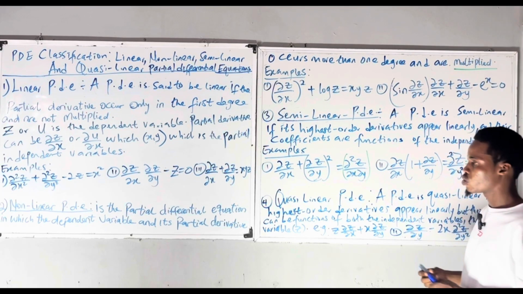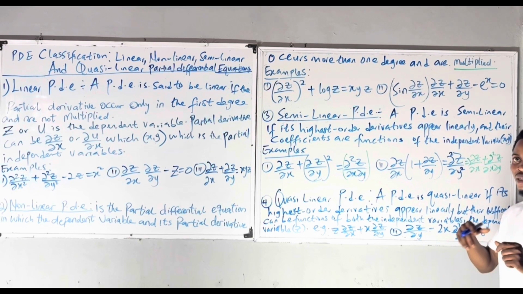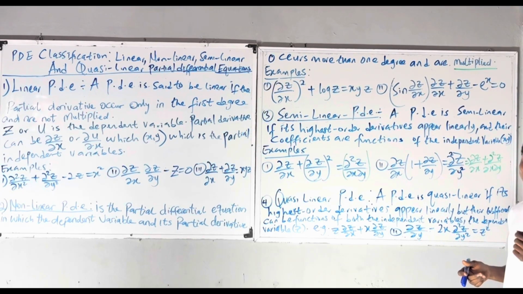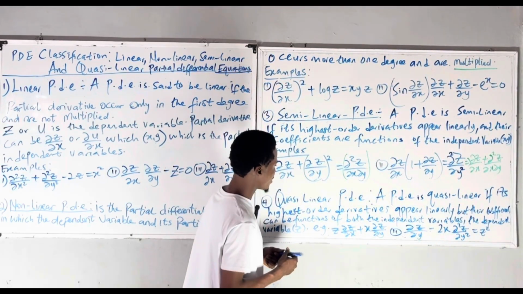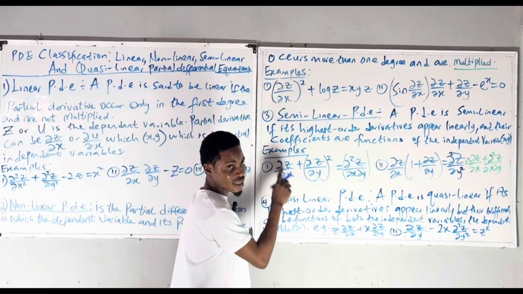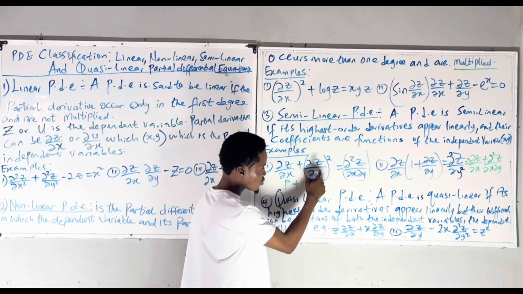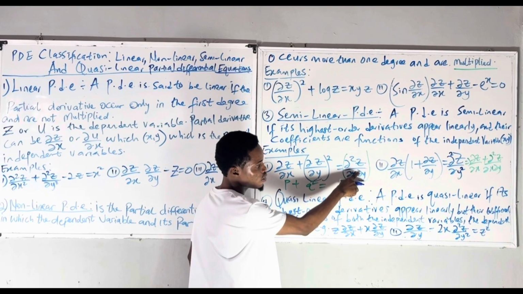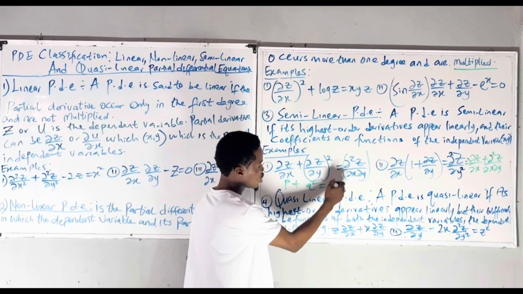In some textbooks, you may find that they write it in notation. Remember that we have talked about notation: p is the partial derivative of z with respect to x, q is the partial derivative of z with respect to y, then we have r, s, and t. Now, if you want to classify this one, the notation for the first term is p, plus q squared, equal to a function of the independent variables x and y. So it means p and q.